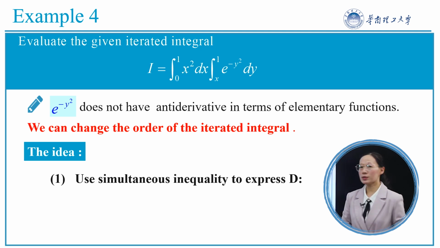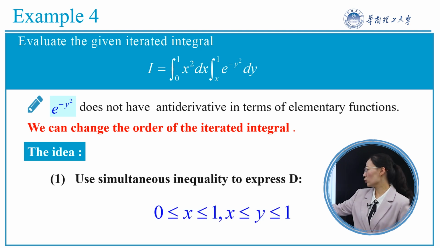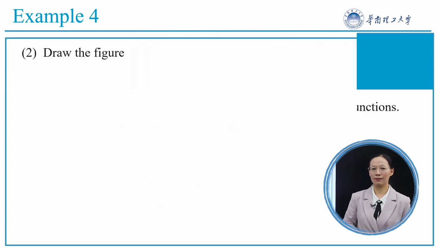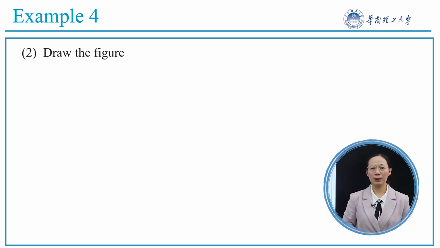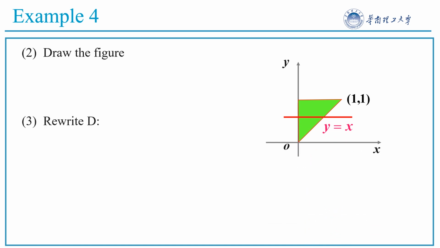Step 1. Use inequality to express the integral region D. X is from 0 to 1, y is from x to 1. This is considered as x-style region. Step 2. Draw the picture of D as in the right side. Step 3. Change D into y-style region. Y is from 0 to 1, x is from 0 to y.